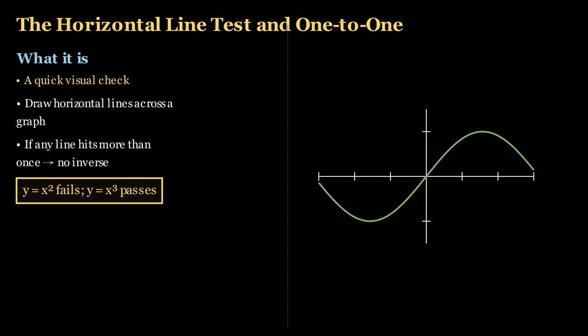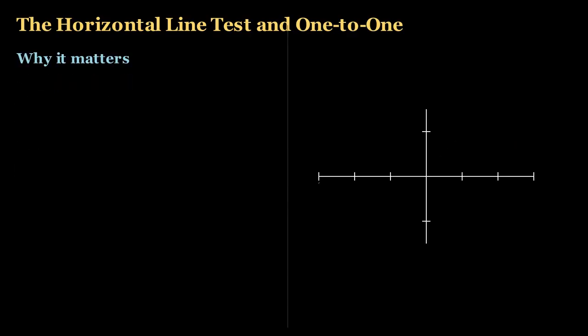It is that straightforward. The test answers one question: does this function ever send two different inputs to the exact same output? If it does, you cannot undo it uniquely, so no inverse exists. We already know that an inverse function is like a perfect undo button. You put in an output, and it tells you the one and only input that produced it.